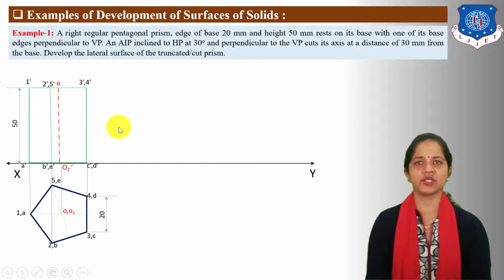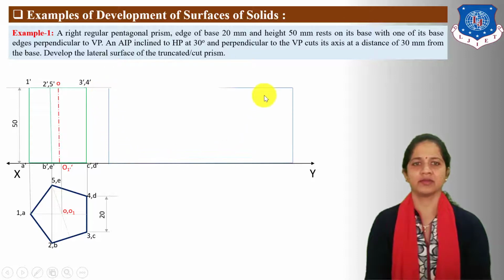Now in any solid, the development is always drawn near the front view. The boundary shape of the development of any prism is a rectangle. So first draw a rectangle. The height of the rectangle is equal to 50 mm. Keep approximately 1 to 2 cm distance between the front view and the development.